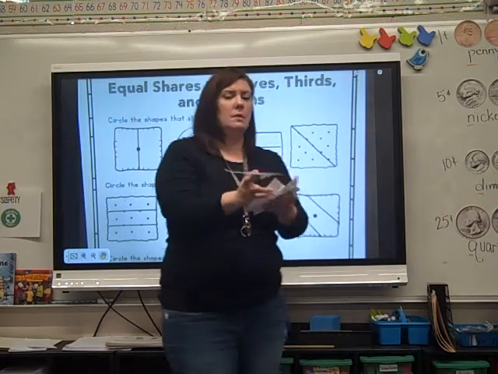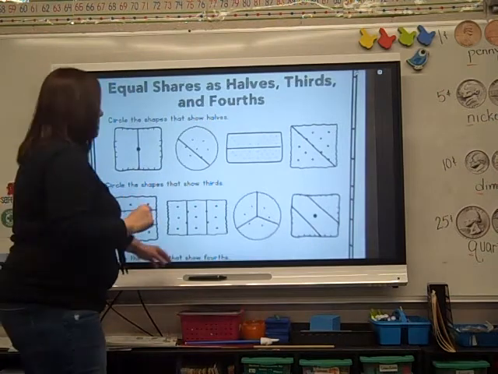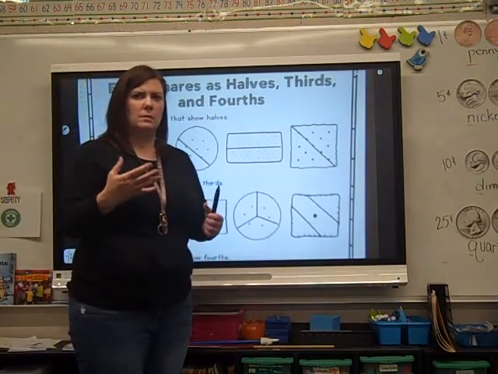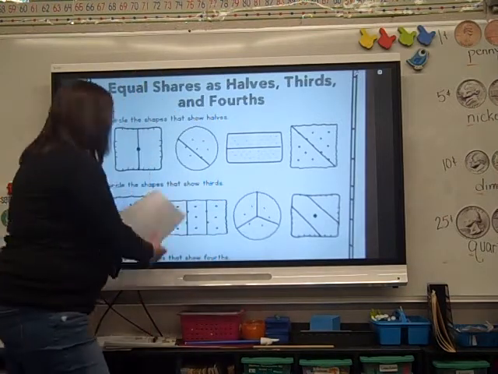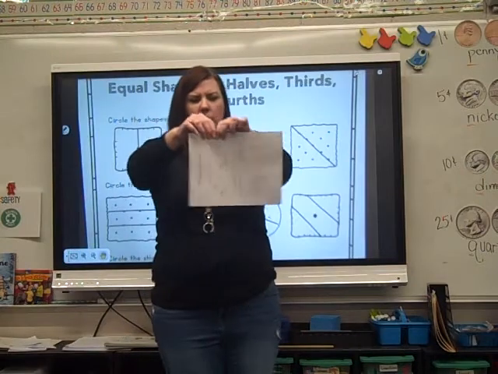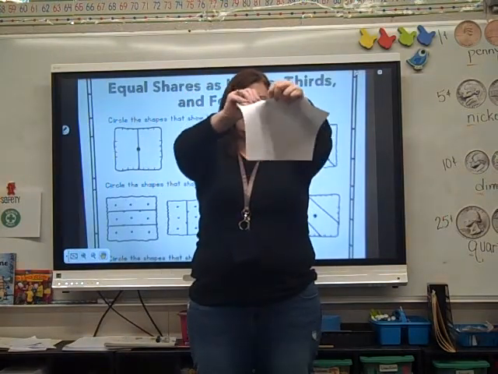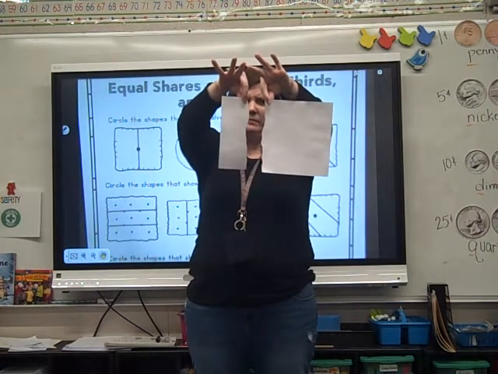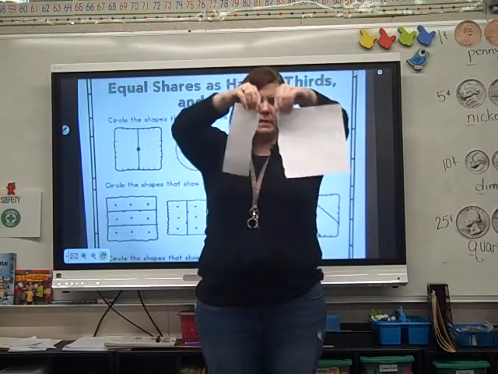Now, that being said, it has to be equal, all right? They have to be in equal shares, okay? So, let me ask you this. Watch what I'm doing. This piece of paper. Did I cut that in half? No. What if this was a big piece of chocolate?